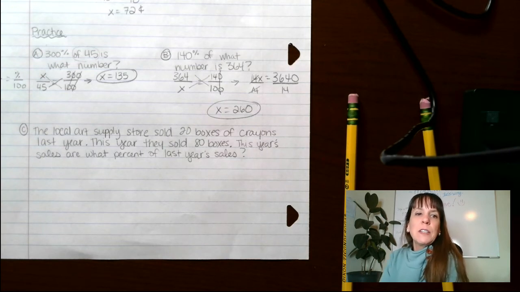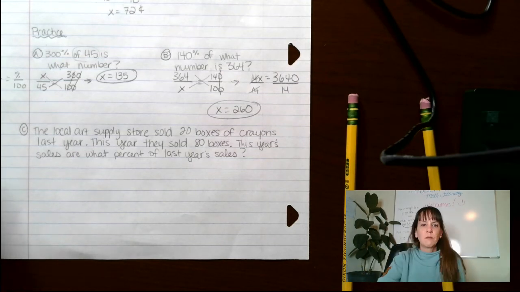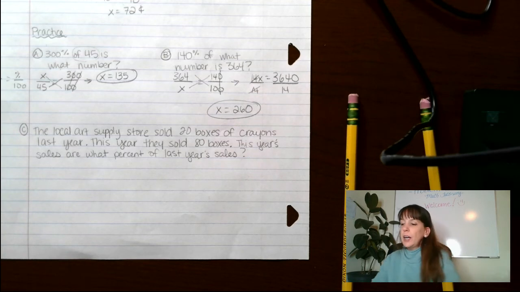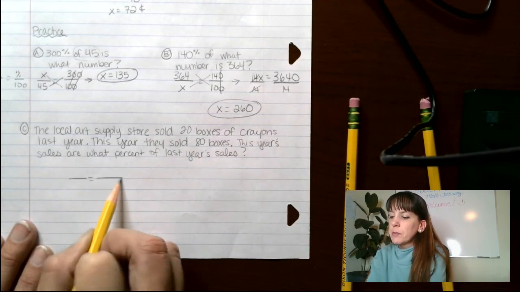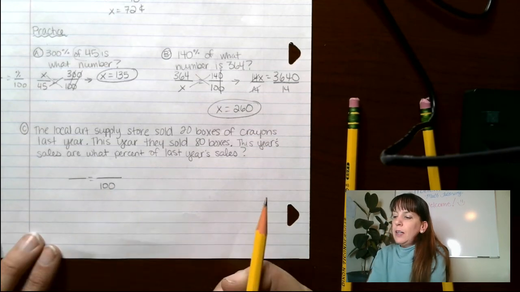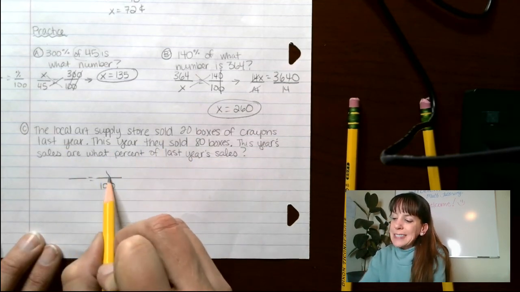The local art supply store sold 20 boxes of crayons last year. This year they sold 80 boxes. This year's sales are what percent of last year's sales? Okay, guys, so we're gonna do our setup because it is a percent problem. So we're gonna throw our 100 right here. What we're looking for is what percent of last year's sales. So we're gonna put an X here.